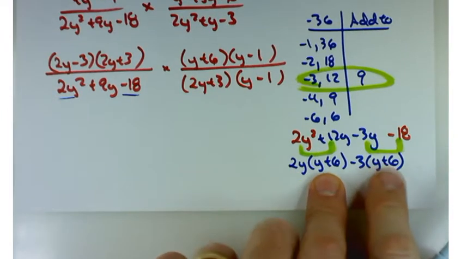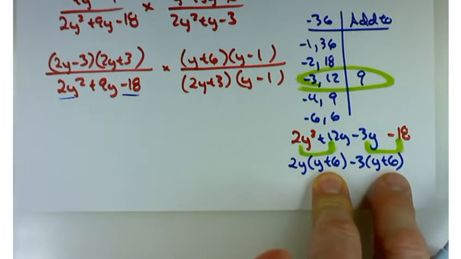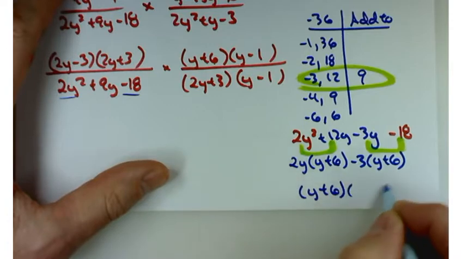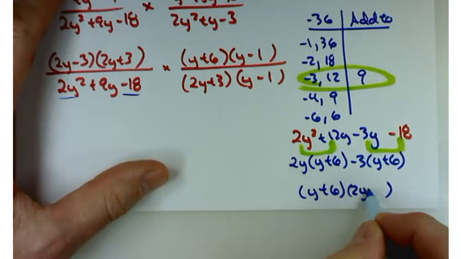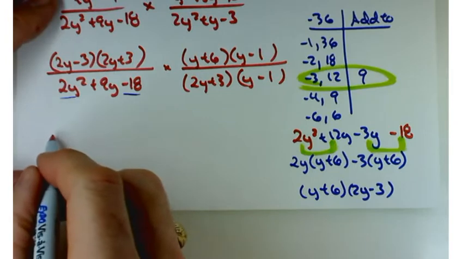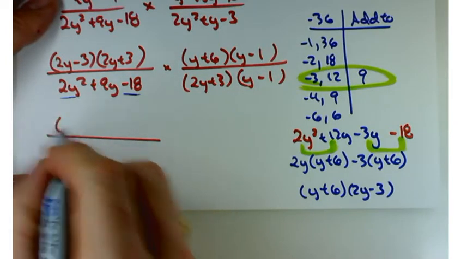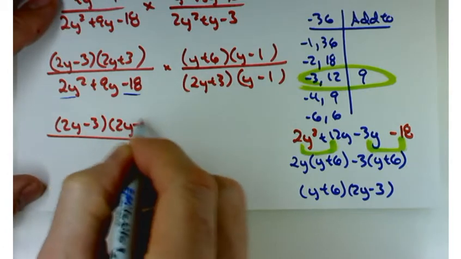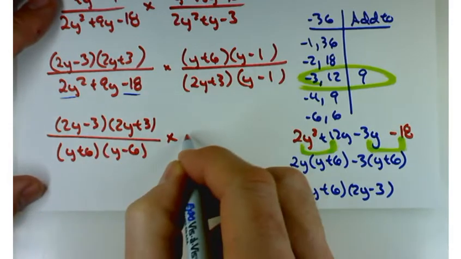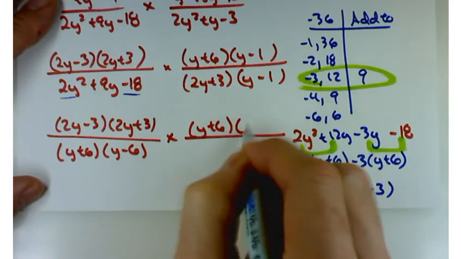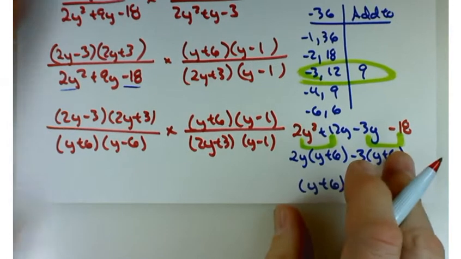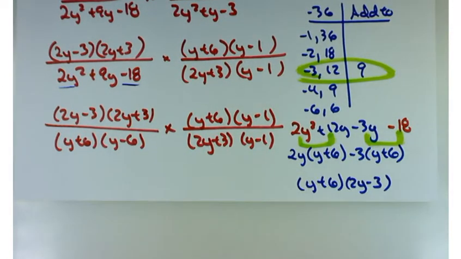That's good news. These terms match, and they should. If they didn't match, we'd have a problem. All right, but they match. So we can complete the factorization as y plus 6 times what's left? 2y minus 3. Yay. Two y minus 3 times 2y plus 3, y plus 6 times y minus 6, y plus 6 times y minus 1, 2y plus 3 times y minus 1. Gee, I didn't leave myself much room to write the answer, but I'm not sure it's going to matter.